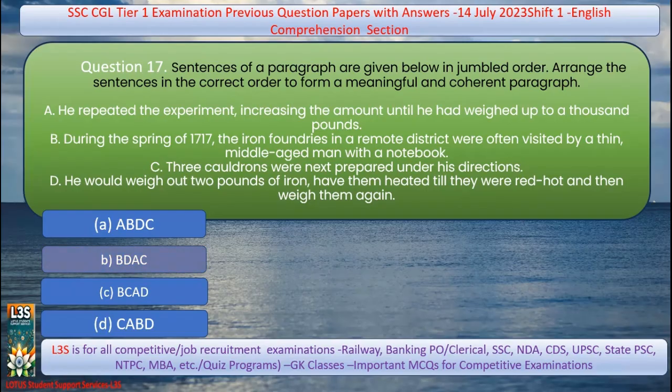It is B, D, A, C. During the spring of 1717, the iron foundries in a remote district were often visited by middle-aged men with a notebook. Then he would weigh out 2 pounds of iron, have them heated till they were red hot, and then weigh them again. Then he repeated the experiment, increasing the amount until he had weighed up to 1,000 pounds. Then three cauldrons were next prepared under his directions.